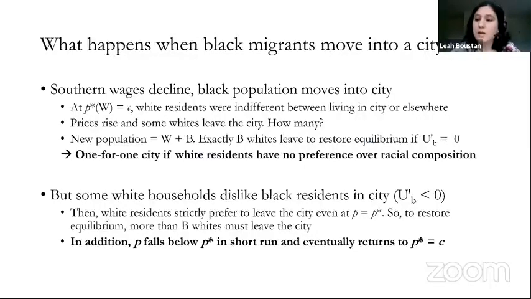If some white households dislike Black residents living in the city, then even after B white residents leave and prices return eventually to P star, there will be a resident on the margin who still strictly prefers to leave the city. And so in order to restore equilibrium, it must be that more than B white residents leave. So that is going to be a prediction that we can test. And then in that case, if more than B residents leave, we think that at least in the short run, prices will fall below P star because we won't be back at the old population level of W, we will actually be below that.